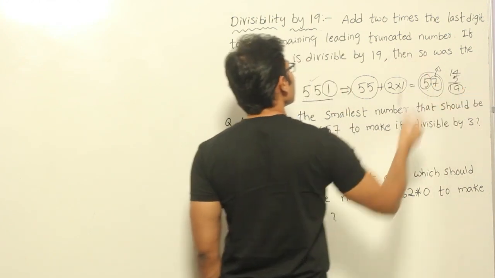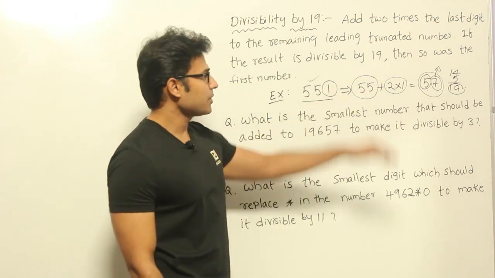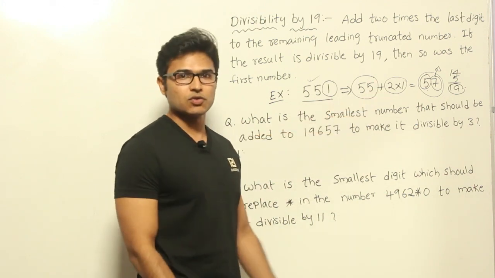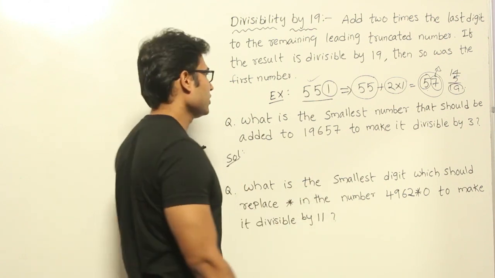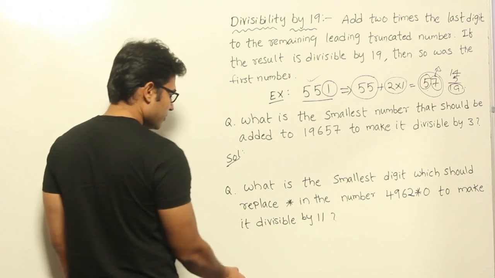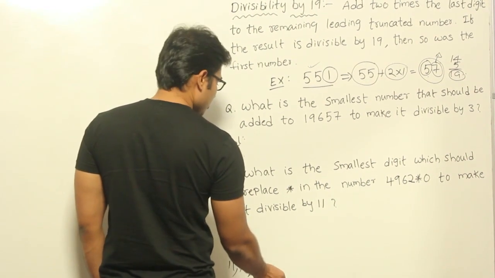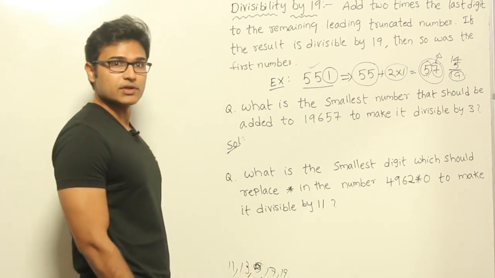Therefore 19 is divisible by 19, and so this number must be divisible by 19, which means you can keep on applying this until you get to a small number that you can easily say is divisible by 19. Got it? Okay, now if you observe, we have discussed divisibility by 11, 13, 15, 17 and 19, right?